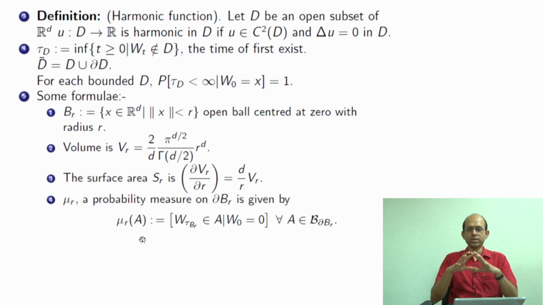Now the ball is symmetric around the origin, and Brownian motion is also symmetric. So this measure is also symmetric in the sense that if you have A here and you rotate A around the origin, the measure would remain the same. The measure is not going to change.